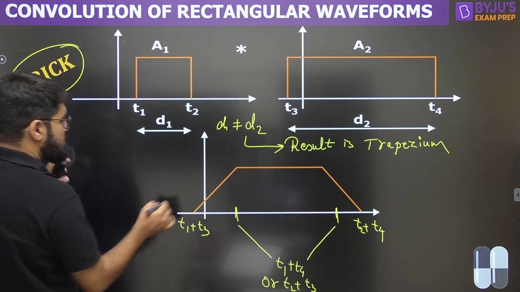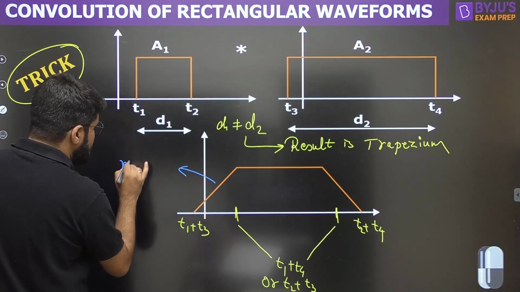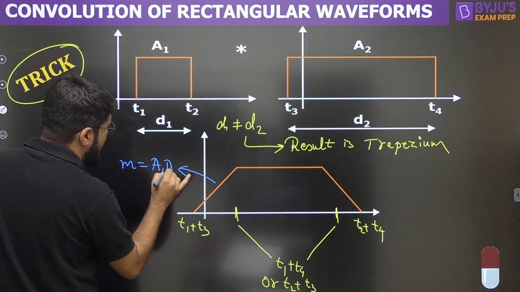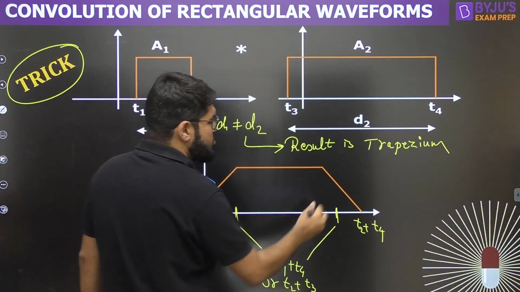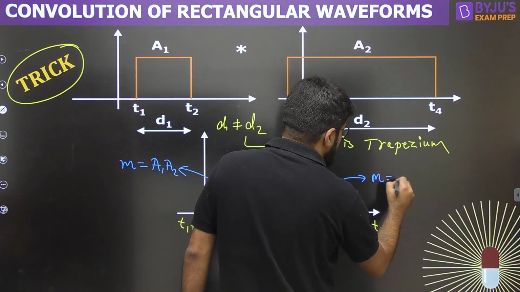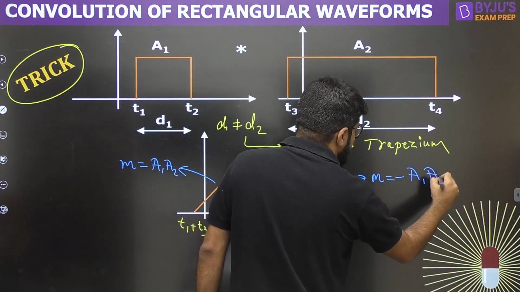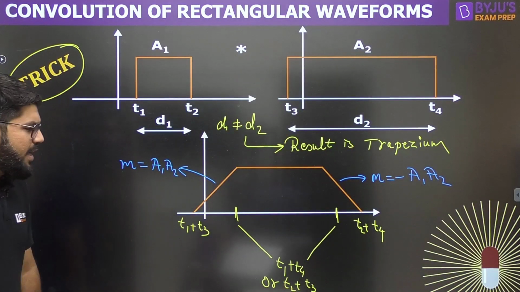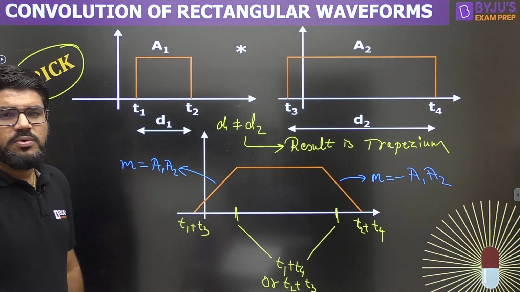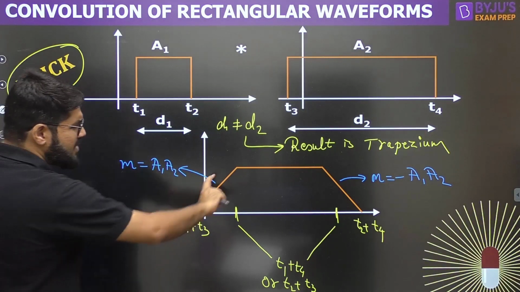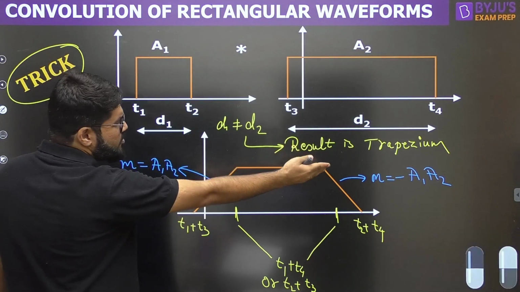Now, sir, what about this slope? This slope is equal to the product of the amplitudes. That's it. This is a positive slope, plus A1 A2, where A1, A2 are the individual amplitudes, and this is just opposite to it. Minus A1 A2. Right. So this is just minus A1 A2. Got it? Chalo. What about this height, sir? This we can calculate because we now know the slope.